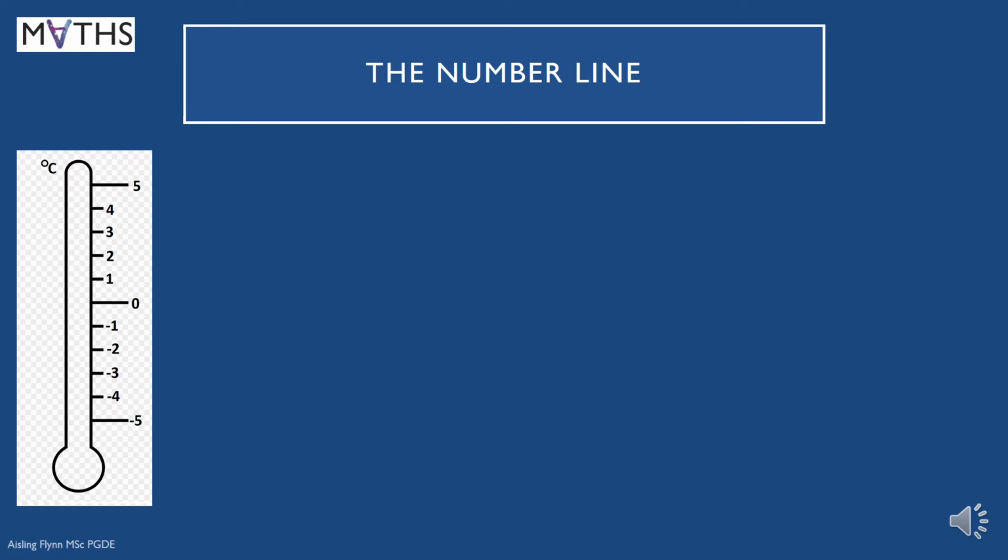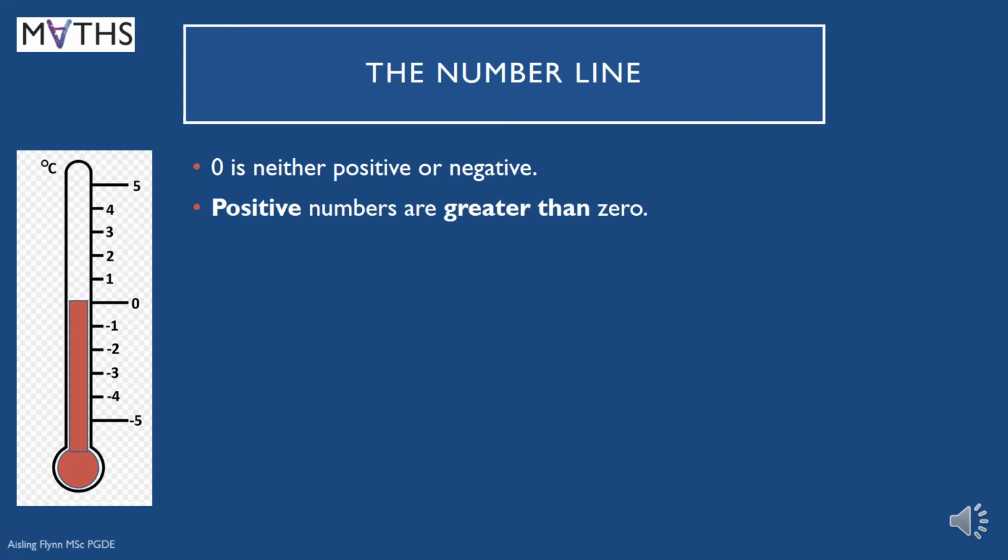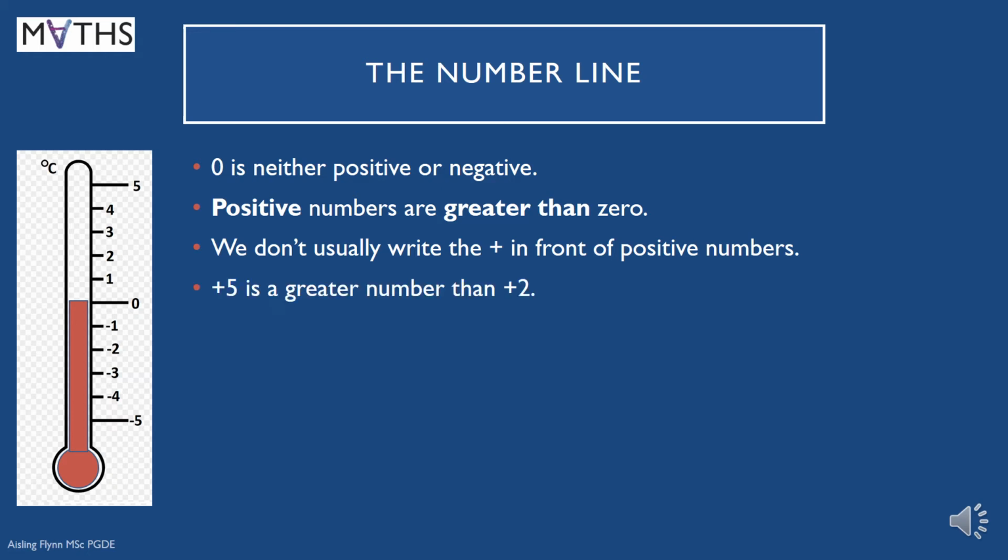Now we're going to consider the number line. I'm going to begin with the example of a thermometer. It's a visual example we can understand. So 0 is neither positive or negative. There you have 0 degrees in this case. Positive numbers are greater than 0, or bigger than 0, or higher than 0. We don't usually write the plus in front of positive numbers, but you can. Plus 5 is a greater number than plus 2. So plus 5, you see on the thermometer, is a higher or greater number than plus 2. There's plus 2.